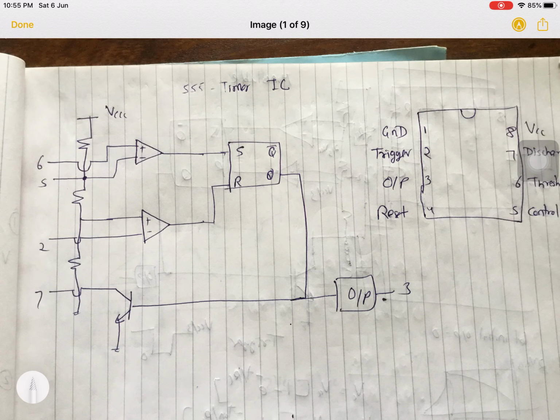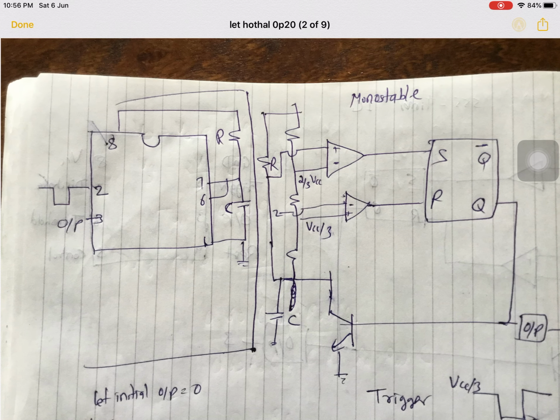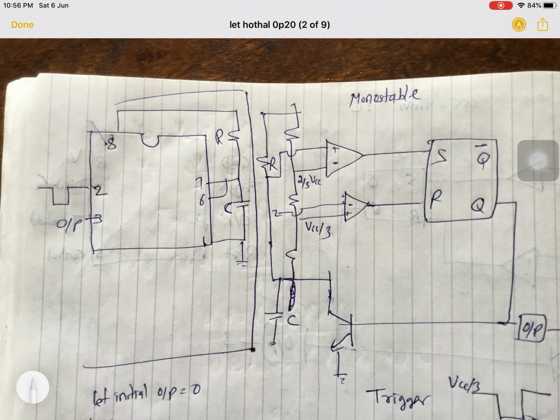The application of the 555 timer IC is to make different types of multivibrators. What are multivibrators? Multivibrators are circuits which are used to make different pulses. There are basically 3 types of multivibrators. First is monostable. Other ones are astable and bistable.